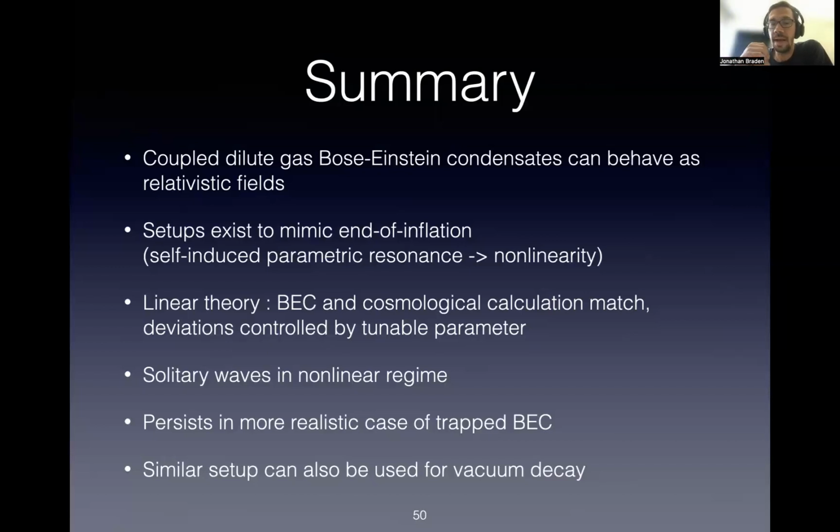And then, you know, I did some more detailed calculations. You can see that in linear theory, the BEC calculation and the relativistic theory, so the cosmological calculation, match each other, with deviations being controlled by an experimentally tunable parameter. In the nonlinear regime, you end up with solitary waves, all kinds of really interesting behavior. And all of this persists while starting to take into account some of the complications of real experiments, such as trapping of the BEC and this sort of thing.